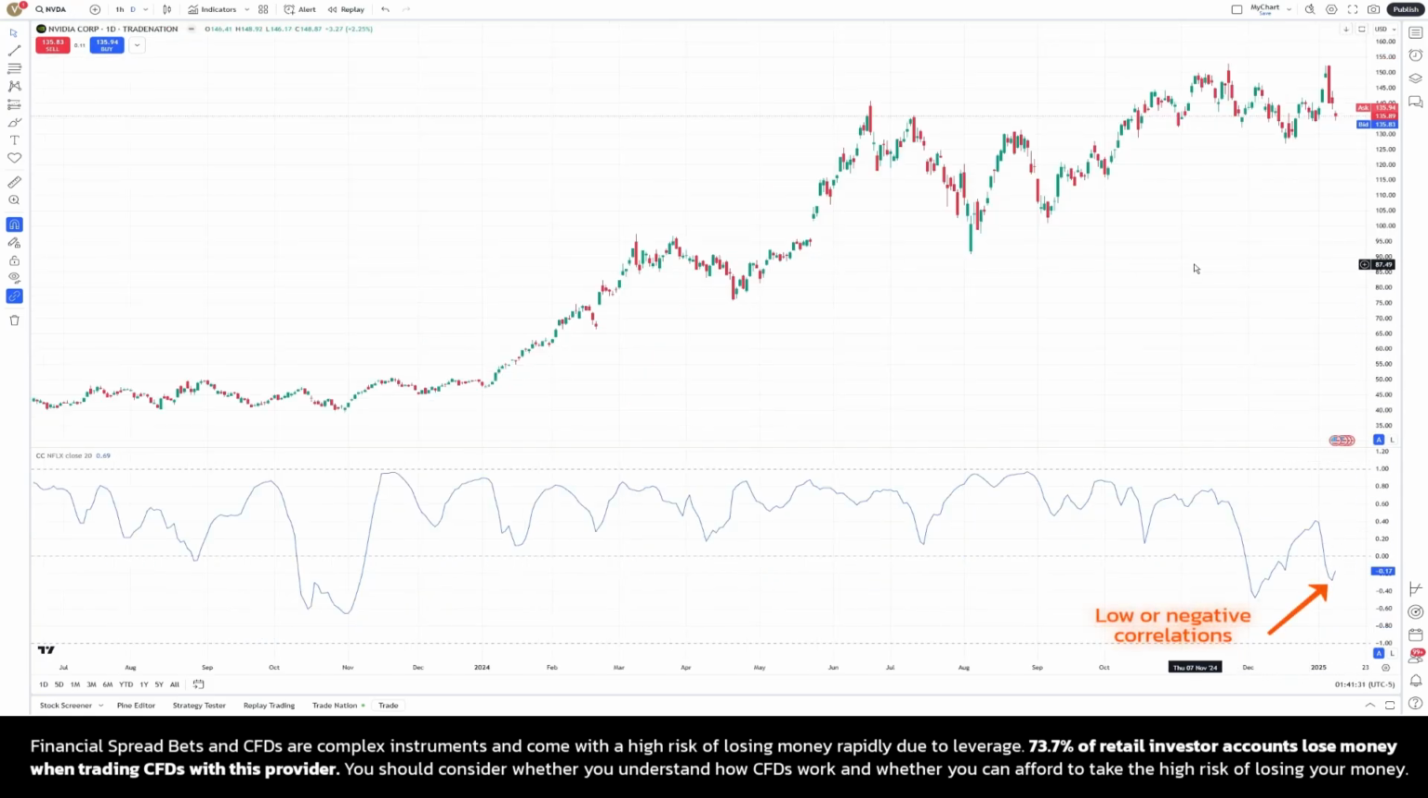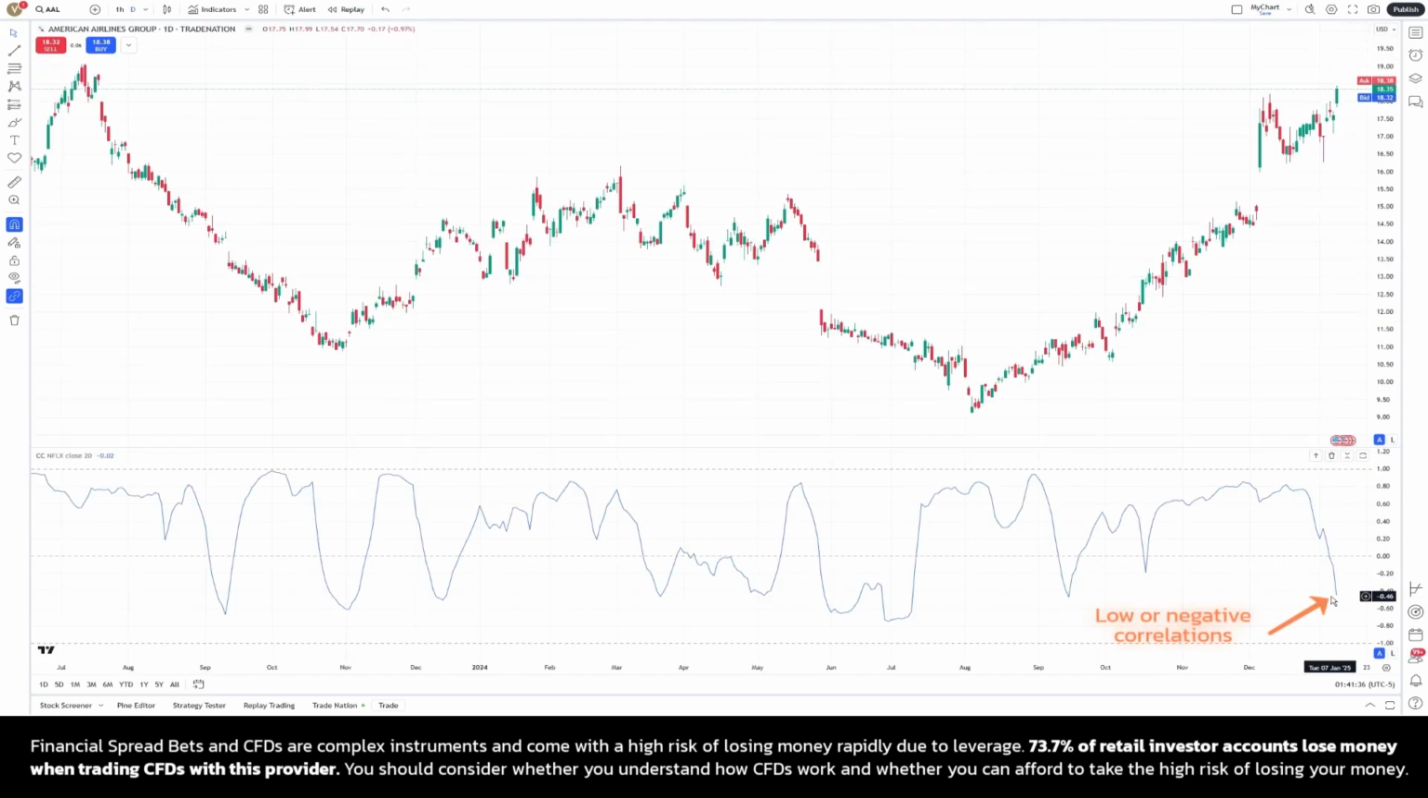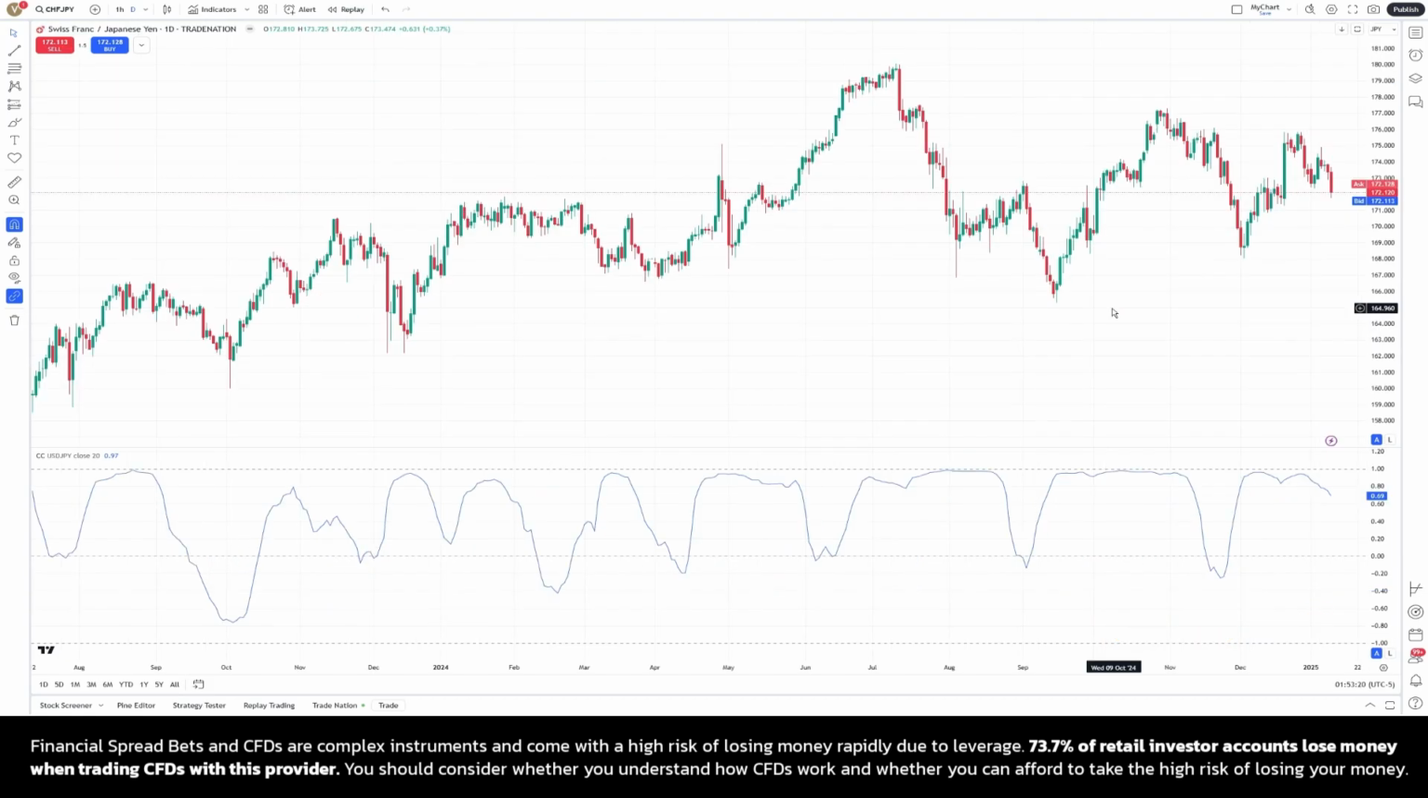By identifying assets with low or negative correlations, traders can build portfolios that are better balanced and less prone to collective losses. This indicator is also valuable for confirming or questioning the validity of trading strategies.